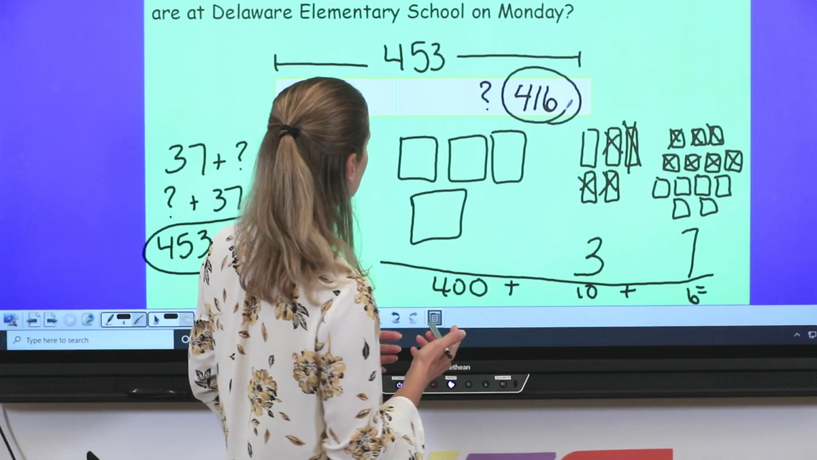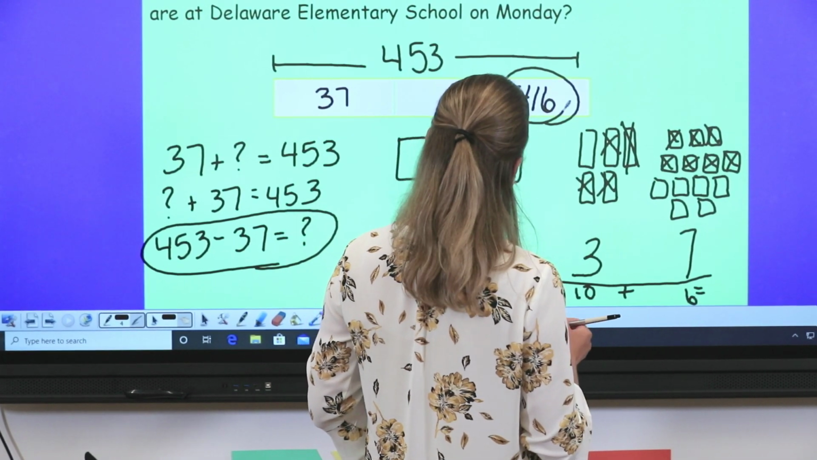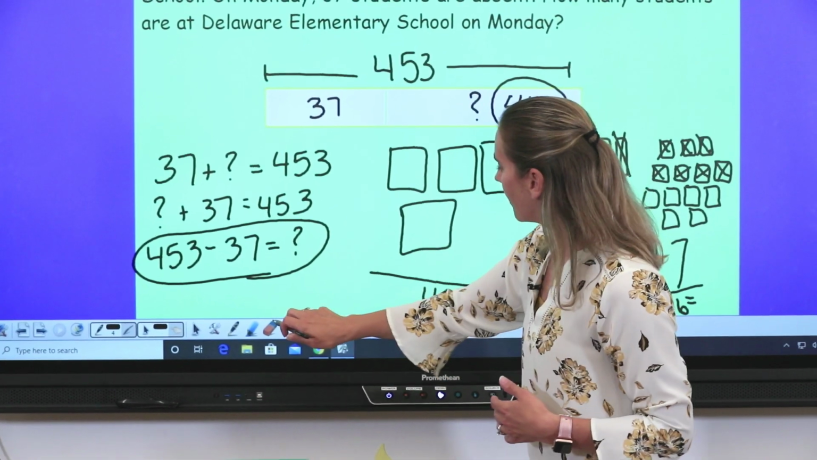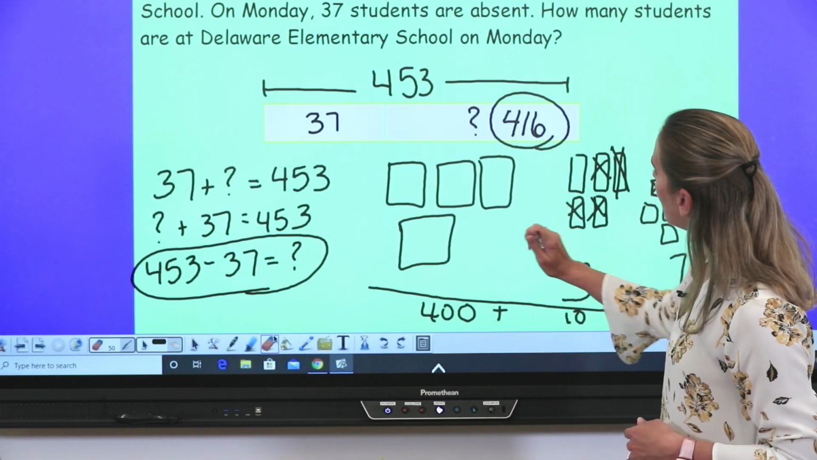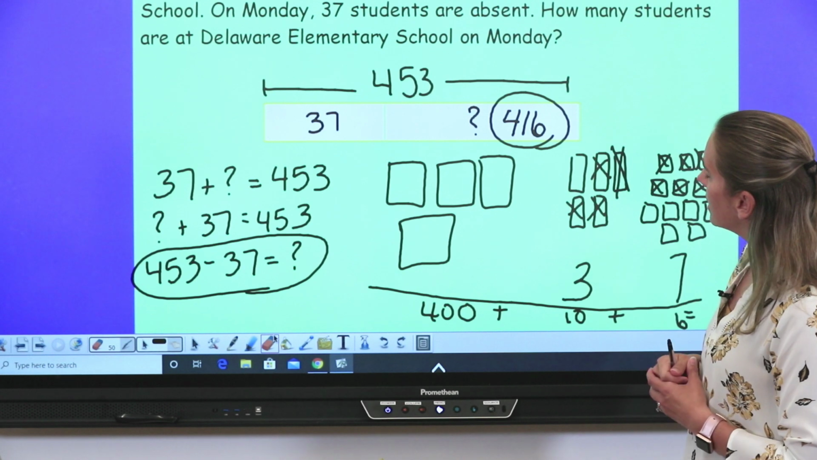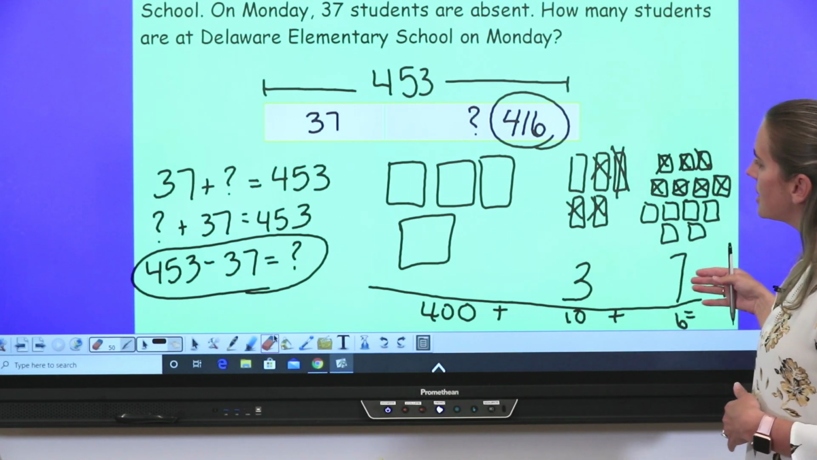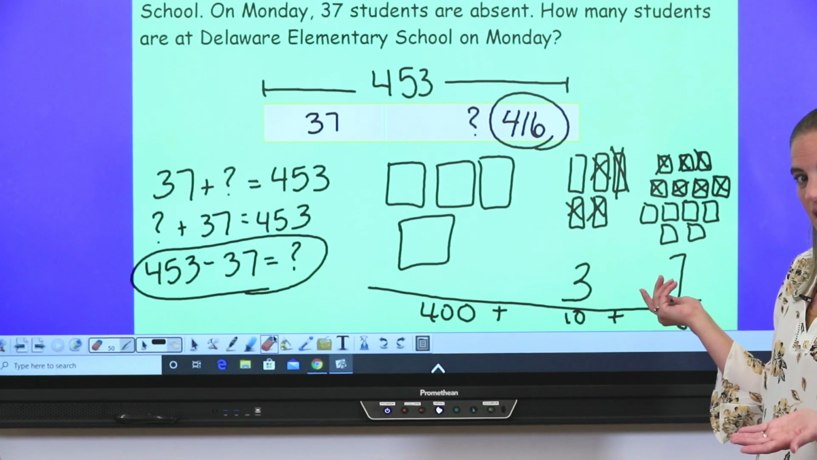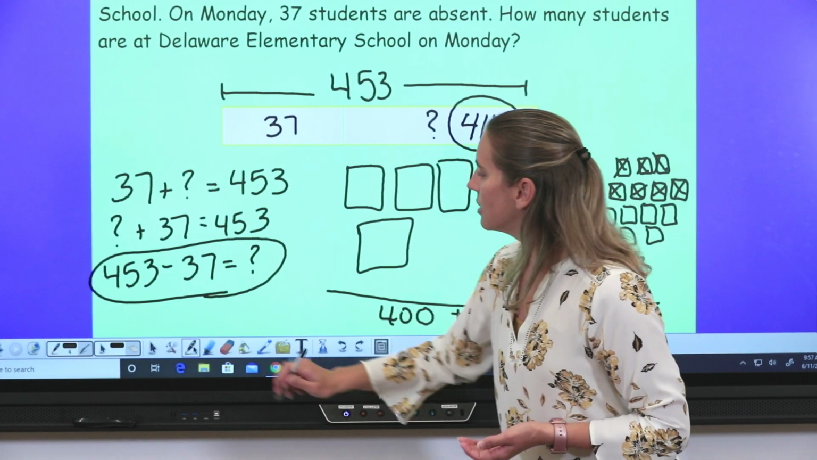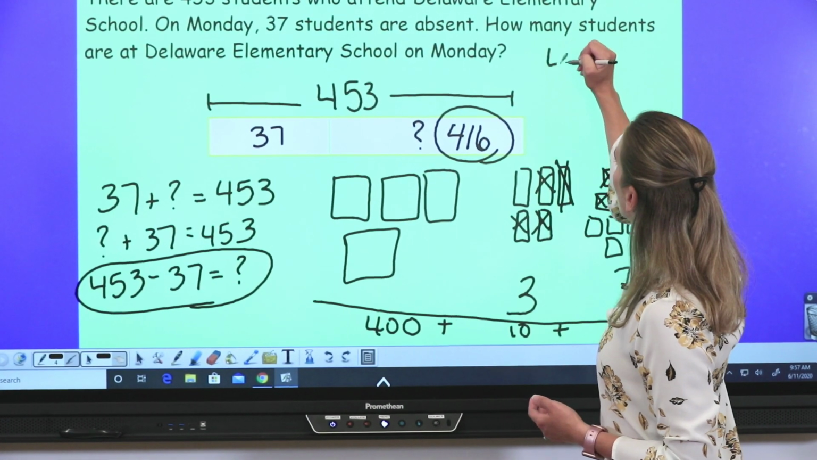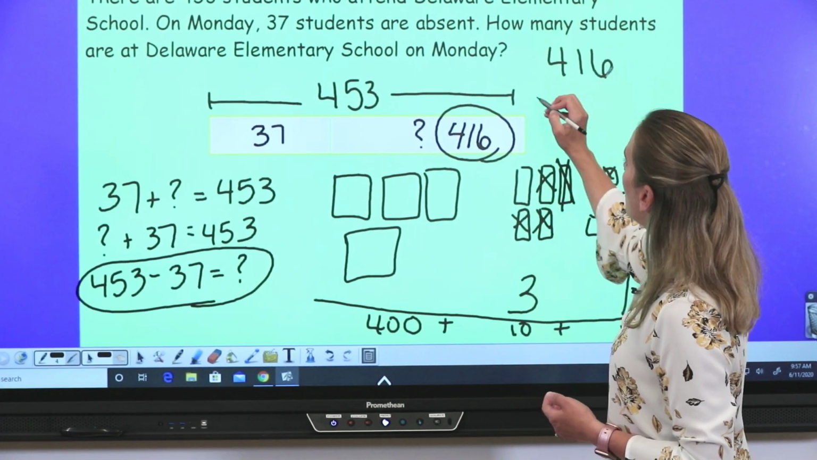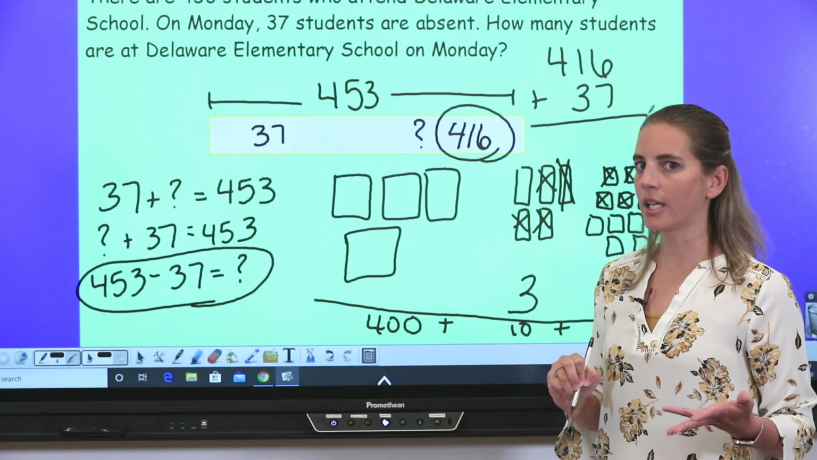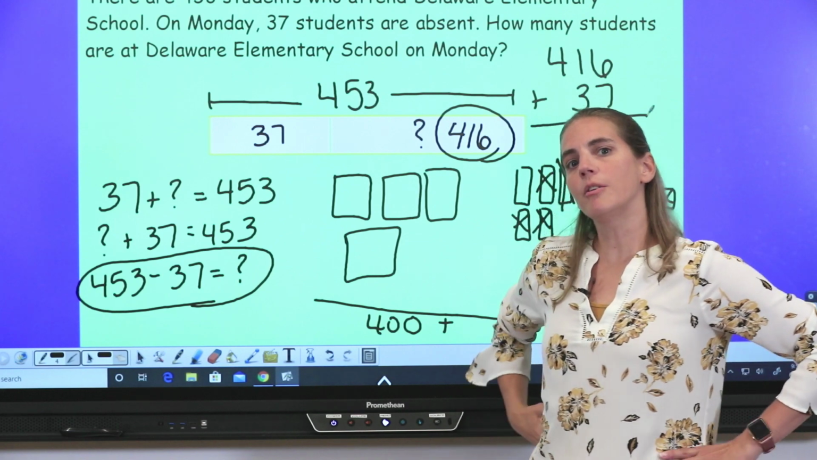There were 416 students left at Delaware? That doesn't make sense. Let's check our math on this. 453, and I'm taking away 37. Can we add to check our math? Let's do that. If I do 416 plus 37, let's see if we get the right answer. If we get 453, then we've done our math right.